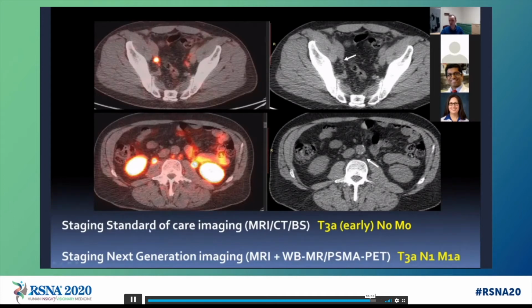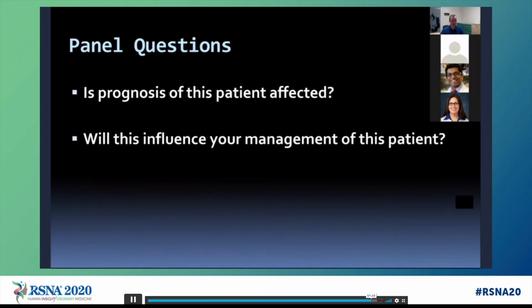So if we relied on that standard of care, the traditional way of staging it, we would say N0, M0, but with the PSMA PET, we're now calling this N1, M1a based on non-regional nodes. So that's quite a change with the PSMA PET. So the last couple of questions as we finish off here is, does this affect the prognosis you tell your patients, and does this affect your management? Would you not perform surgery now, or do you do that as part of multimodal therapy?